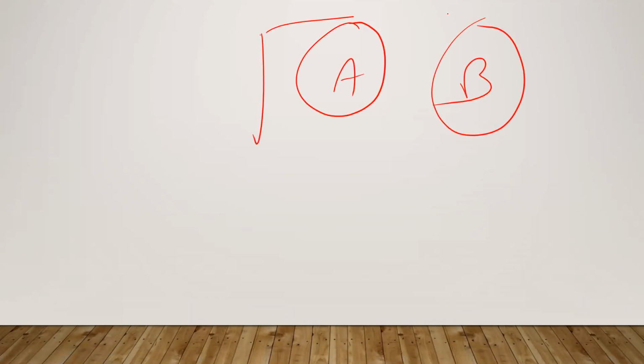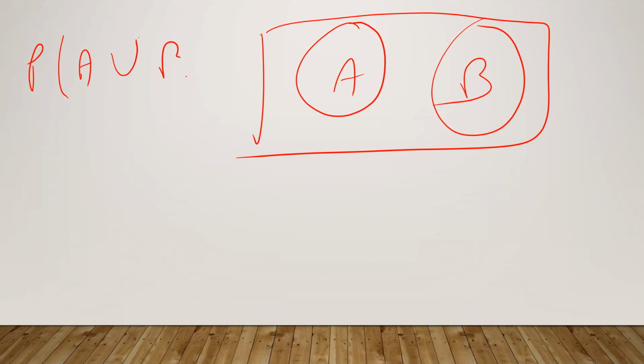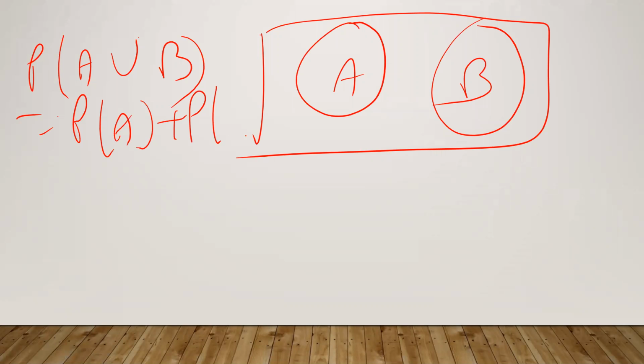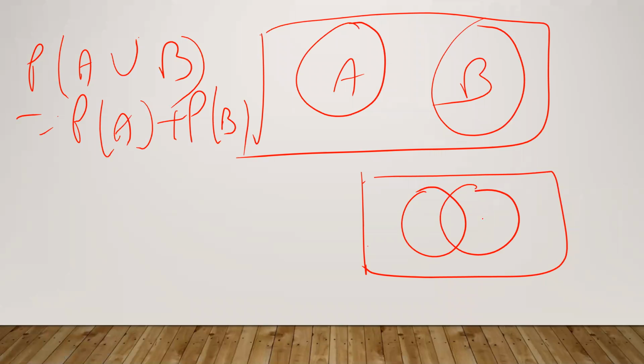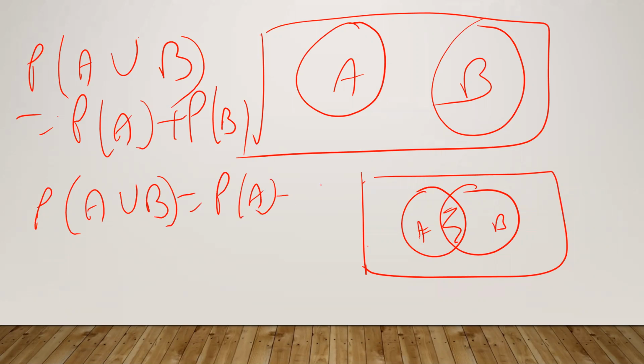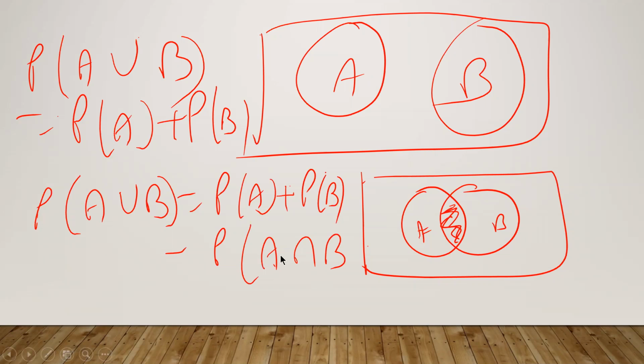Mutually exclusive means there is nothing common to them. A is here, B is here, such is the picture. So what is the probability of A union B? It will be the probability of A plus the probability of B. But if your events are such that there is something common to them, this is A, this is B, this part is common to them. In that case, how will you find the probability of A union B? It will be the probability of A plus the probability of B minus the probability of A intersection B, because this portion got added 2 times, so here we will subtract.